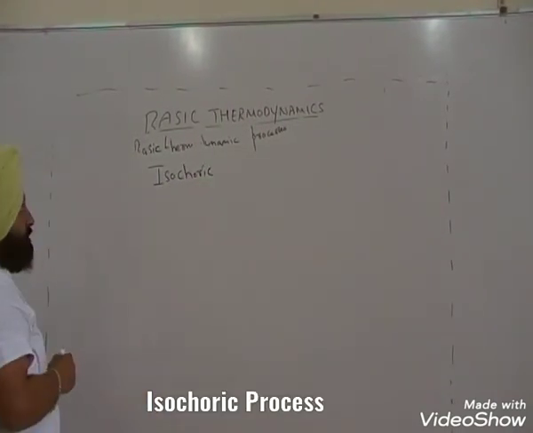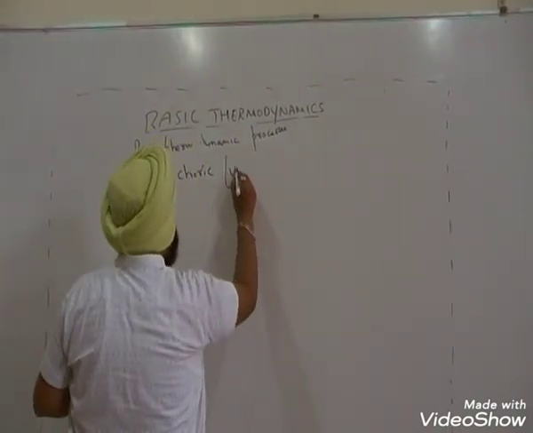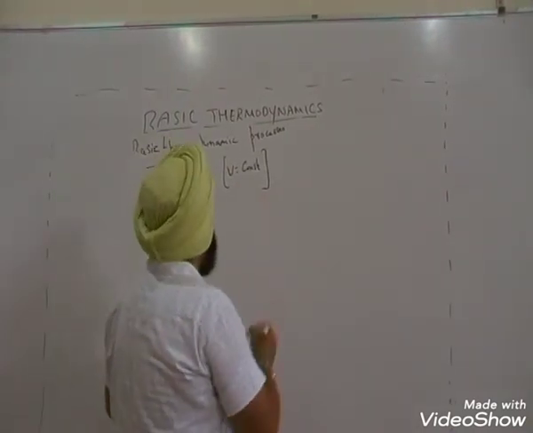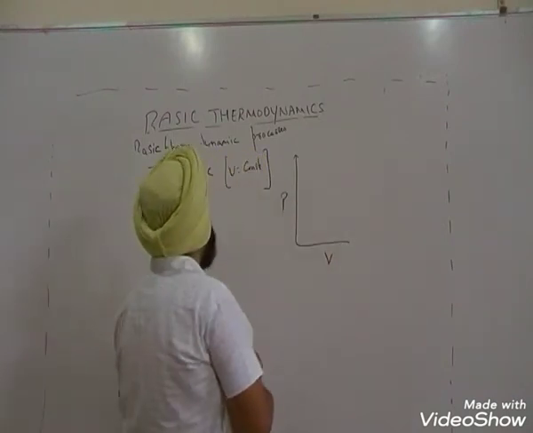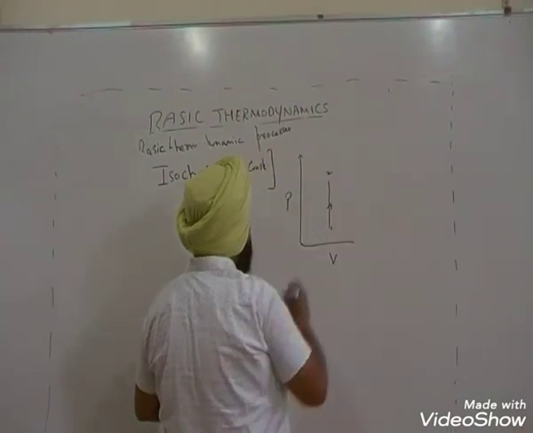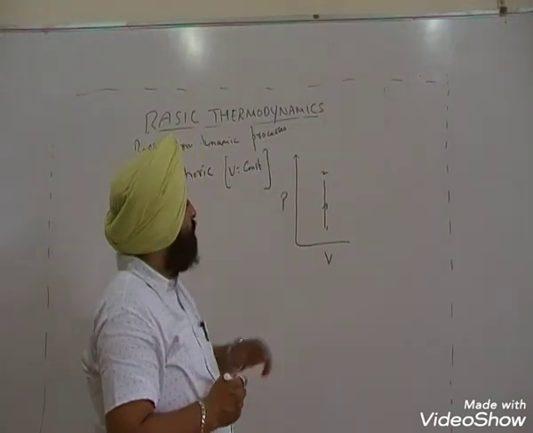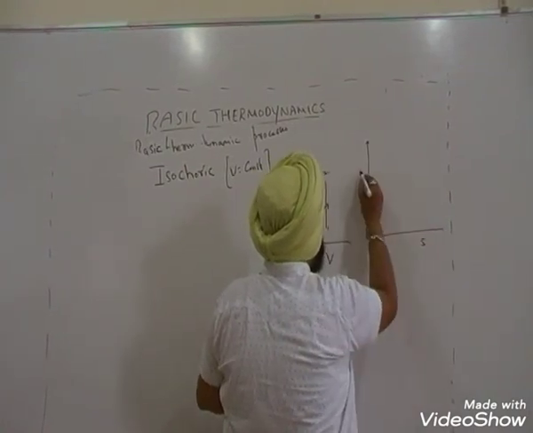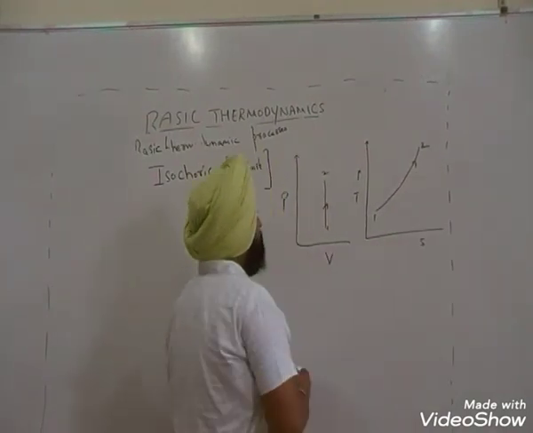In case of isochoric process, the volume remains constant in the process. Similarly, I am going to draw the pressure and volume diagram. So the volume is constant. Pressure and volume diagram, constant volume process. Similarly, temperature entropy diagram, the process will be like this.